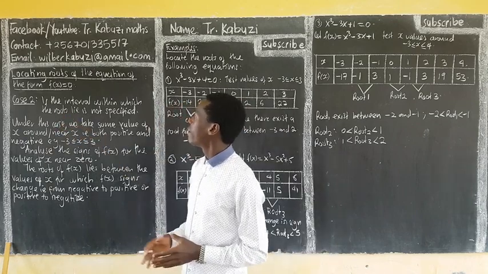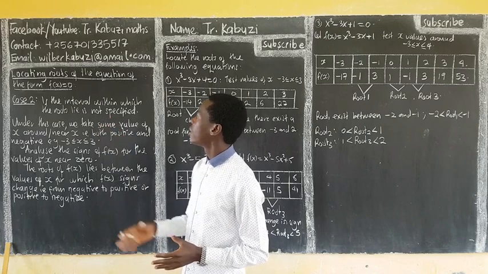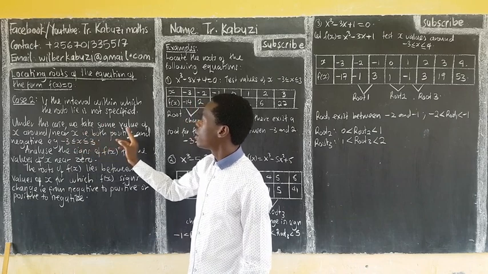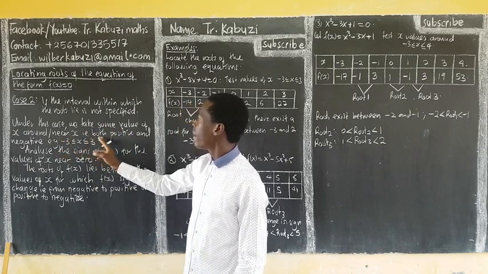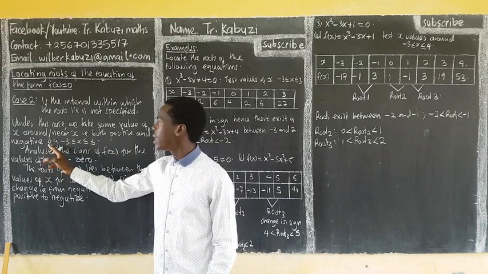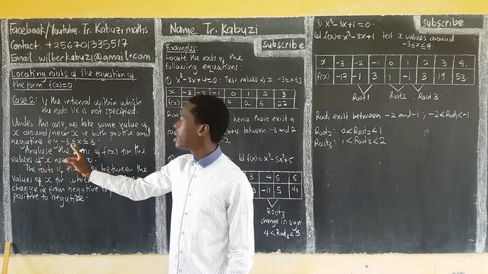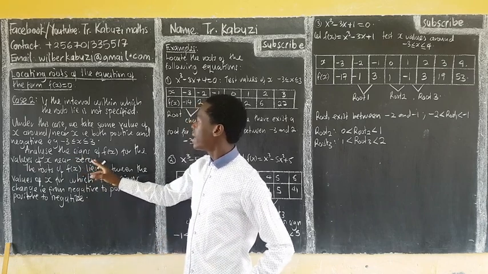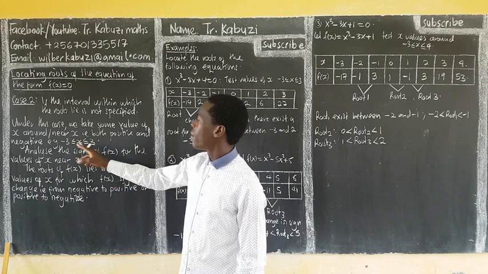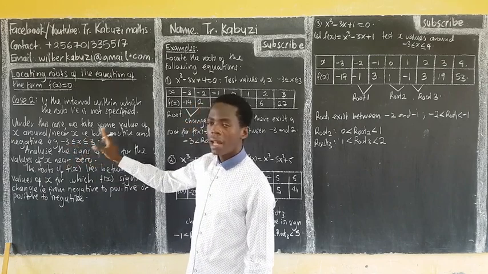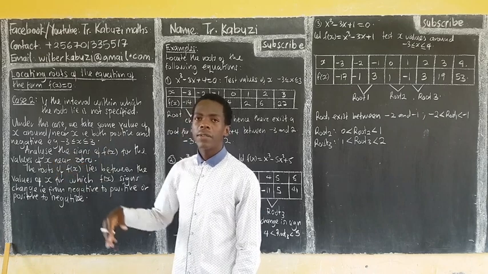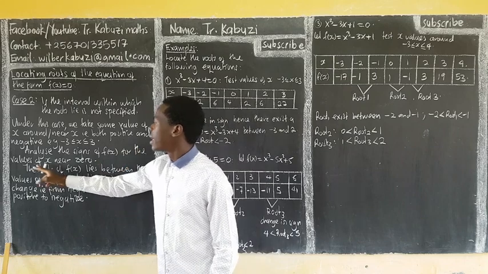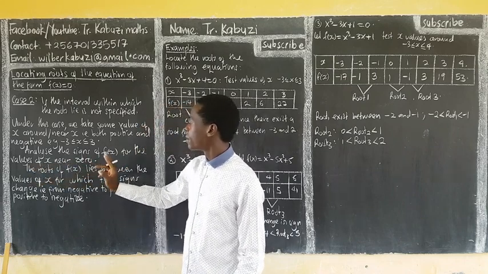If the interval within which the roots lie is not specified or given, in this case we take some values of x near 0, both positive and negative. For example, we can consider this range, with values very close to 0: negative 3, negative 2, negative 1, and so on up to 3. Now we substitute those values into the function, then analyze the signs of f of x for the values of x near 0.